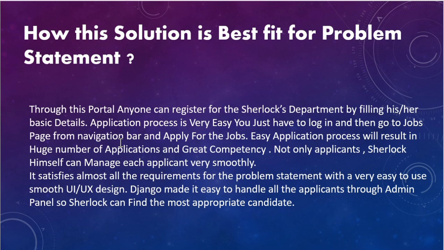Now let's see how this solution is the best fit for the problem statement. So through this portal, anyone can register for Sherlock's department by filling in their basic details. And the application process is very easy, and you just have to log in and go to the jobs page from the navigation bar and apply for the jobs. Easy applications will result in a huge number of applicants, and if there are more applicants, there will be healthy competition, and Sherlock can find the best members for the department. So it satisfies almost all the requirements of the problem statement with a very easy to use, smooth UI and UX design. And Django made it easy to handle all the applicants through the admin panel, which is already provided by Django, which Sherlock can use to find the most appropriate candidate for the post.